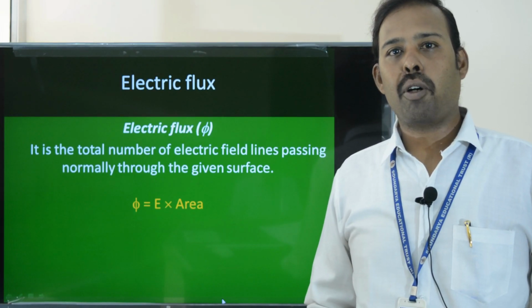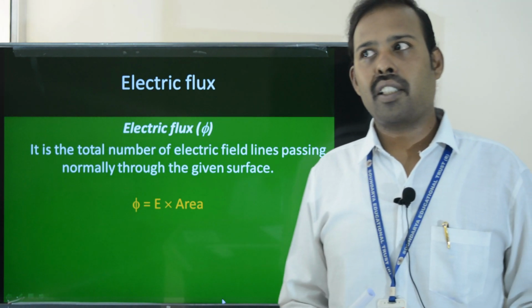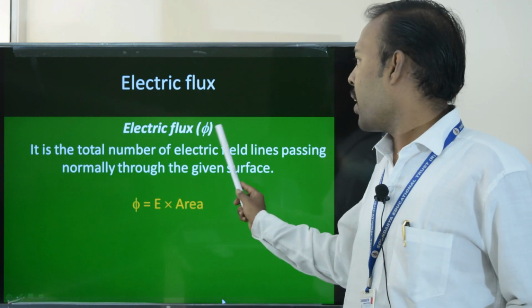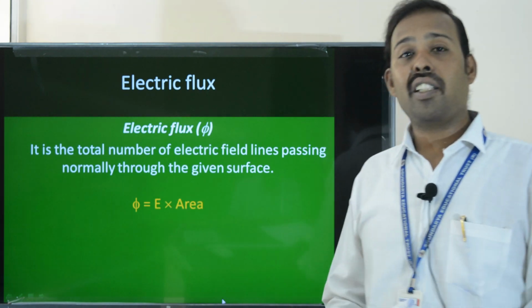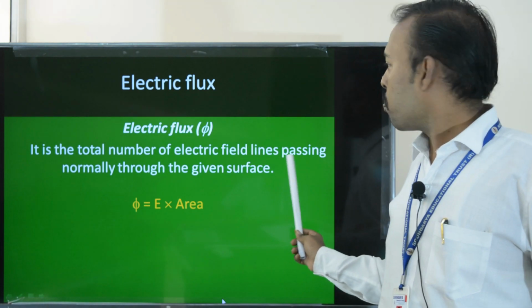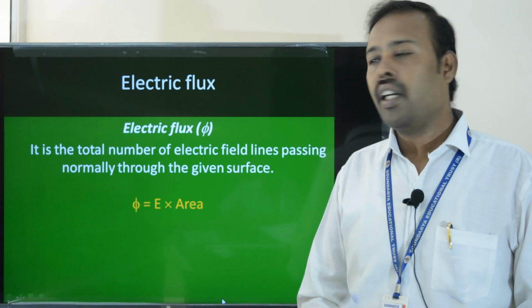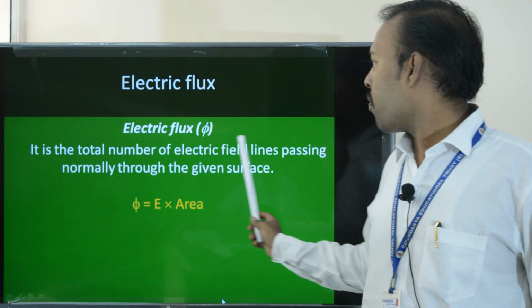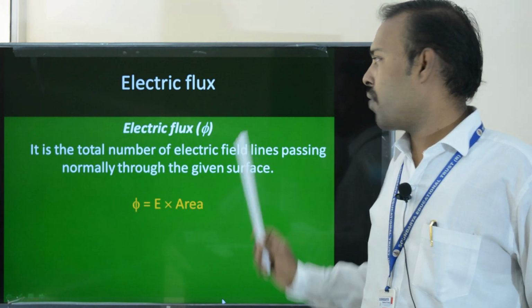Now we discuss electric flux. Electric flux is represented by phi. What is this electric flux? It is the total number of electric field lines passing normally through the given surface. So I repeat, it is the total number of electric field lines passing normally through the given surface.